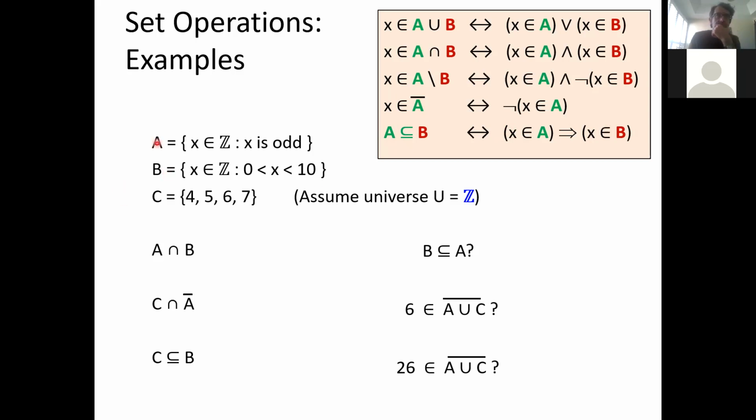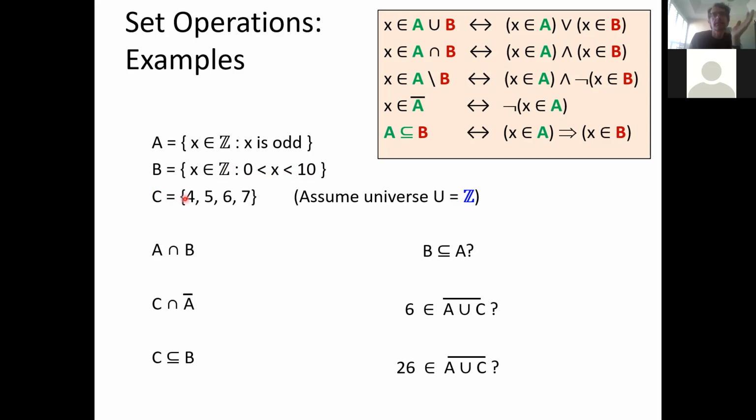Okay, let's do some examples. Let's say A is a set, here is a set builder notation, of all x's among the integers, in other words, integer x's such that these x's are also odd. In other words, A is a set of odd integers. B is another set builder instance: all x's who are integers such that those integers are strictly greater than 0 and strictly less than 10. Well, there are 9 integers like that, right? From 1, 2, 3, 4 to 9.